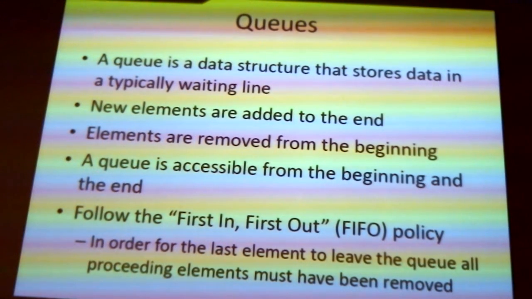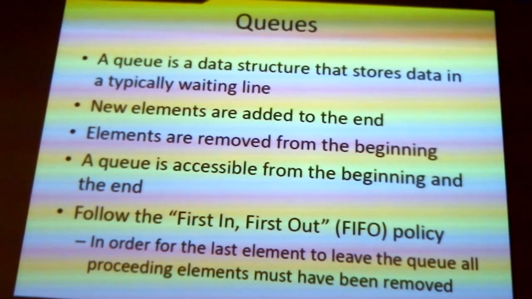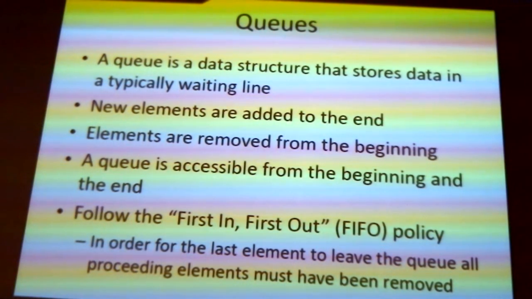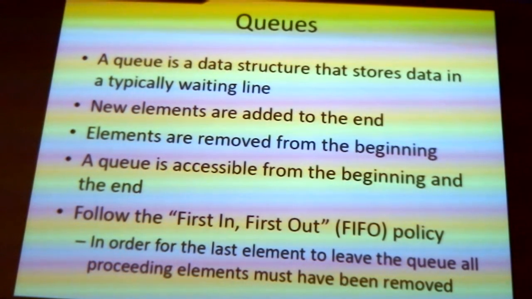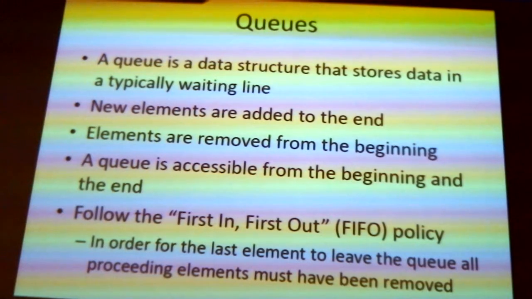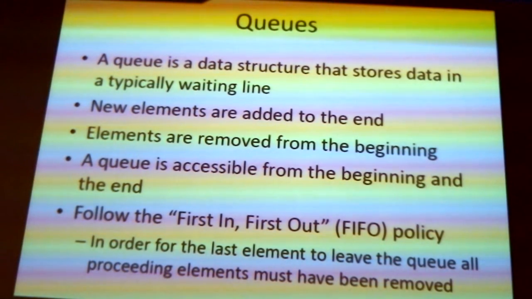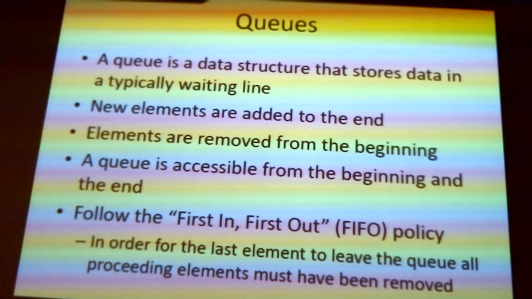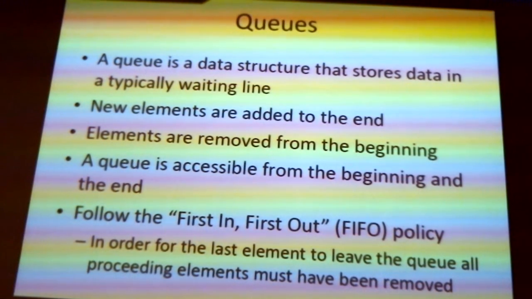Okay, so queues. Queues are again a memory structure, and they really just store data in a waiting line. New items get queued at the end, and we remove nodes, or dequeue them, from the beginning. They're different from a stack, whereas a queue is accessible from the beginning and the end, the stack is only accessible from the last node that was pushed on.